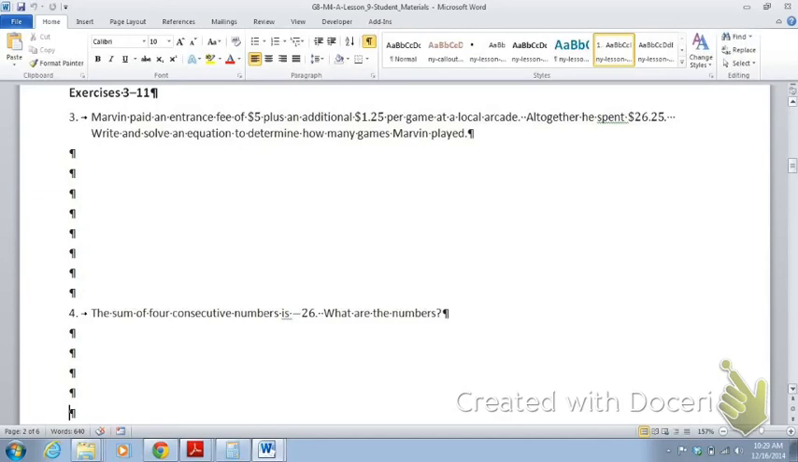So the first thing when we are transcribing these equations, remember, is to define our variable. So what is something in this situation that can change? Well, the entrance fee is just a one-time thing, so there's no variable there. But the per game cost, depending on how many games he plays, his total fee is going to change. So let's let x be the number of games he plays.